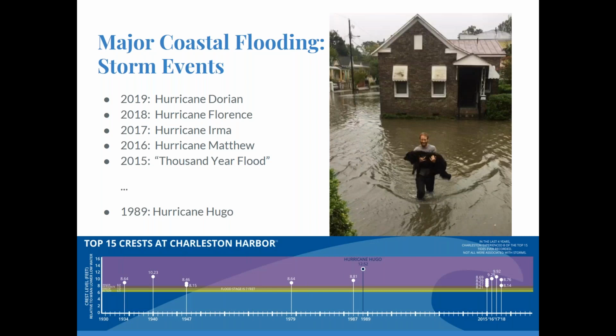We also get our fair share of major coastal flooding events. So in the last 5 years, we've had a major event happen every year, which is an interesting phenomenon given that the big event before that was back in 1989 when we had Hurricane Hugo. You can see the chart at the bottom, which was taken out of our flooding and sea level rise strategy. If you look to the far right, that's the concentration of our top crests in the harbor in those last 5 years. And note that this doesn't even include the 2019 crests.